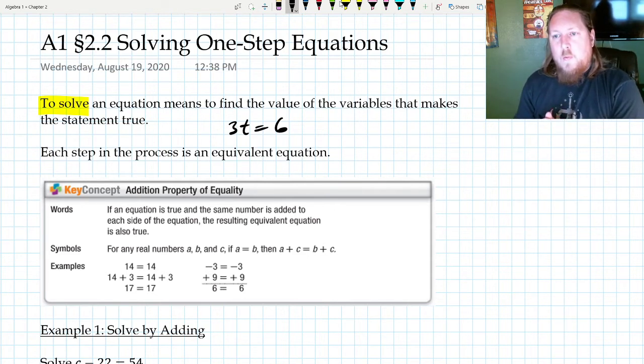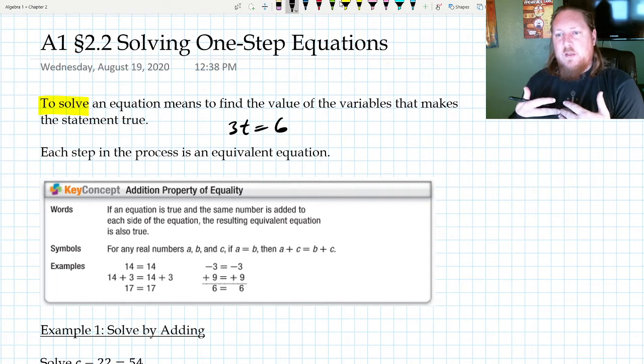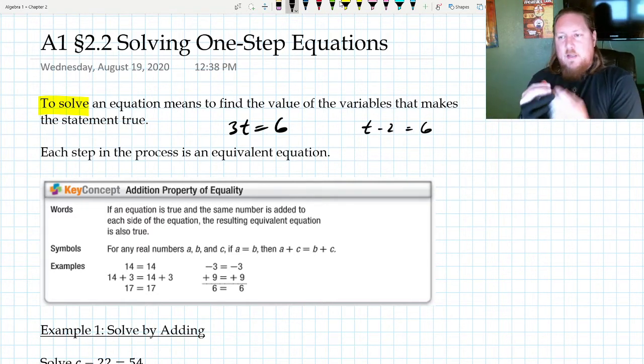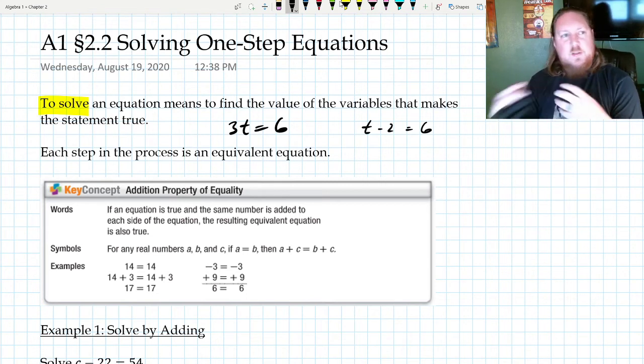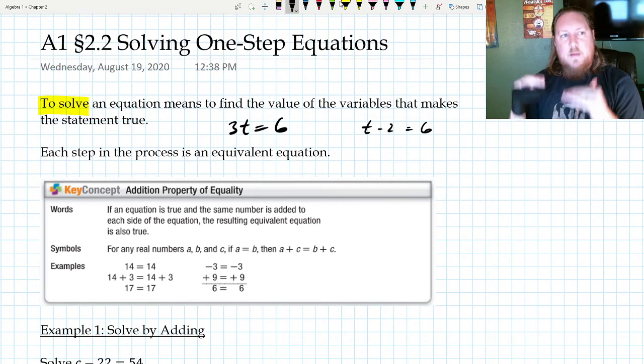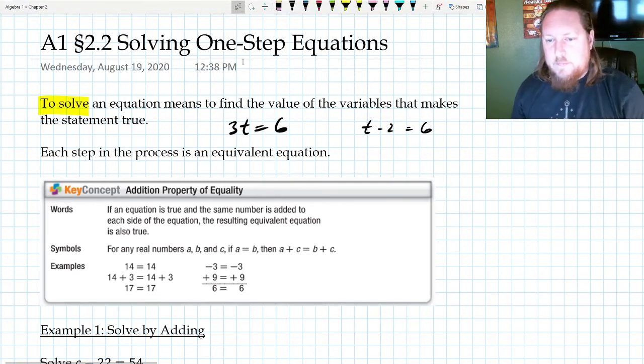Now, whenever you do a step, you are going to want to make sure that the equation is staying balanced, and we do that by doing the same thing to both sides, like t minus 2 equals 6. If I want to isolate that t, I have to get rid of the minus 2. And whatever I do to do that, I have to make sure I do it to both sides. Otherwise, things come unbalanced and we no longer have equivalent equations. And each step should be an equivalent equation.